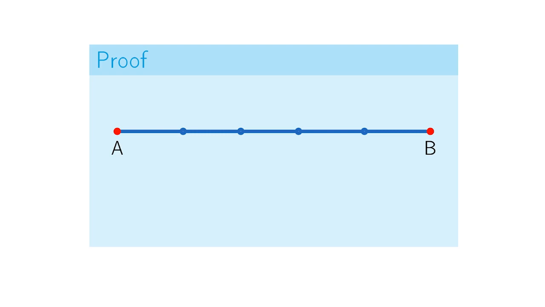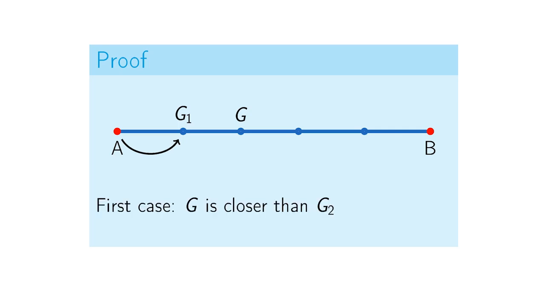Let's consider some optimal route from A to B, and let the first stop on this route to refill be at point G1, and let G be the farthest gas station reachable from A. If G1 and G coincide, then our lemma is proved already. Otherwise, G1 has to be closer to A than G, because G is the farthest reachable from A and G1 is reachable from A. Now let's consider the next stop on the optimal route and let it be G2.